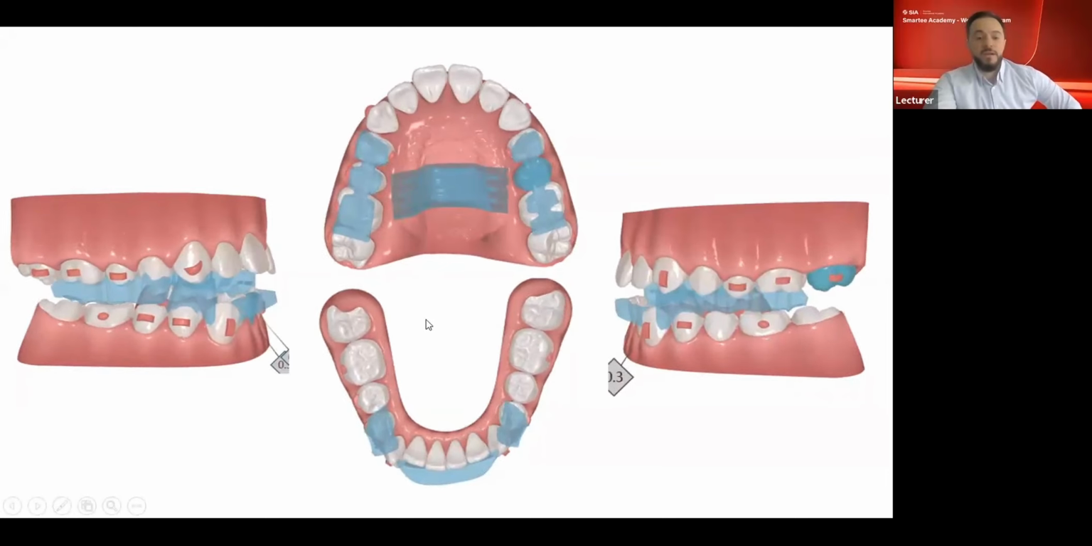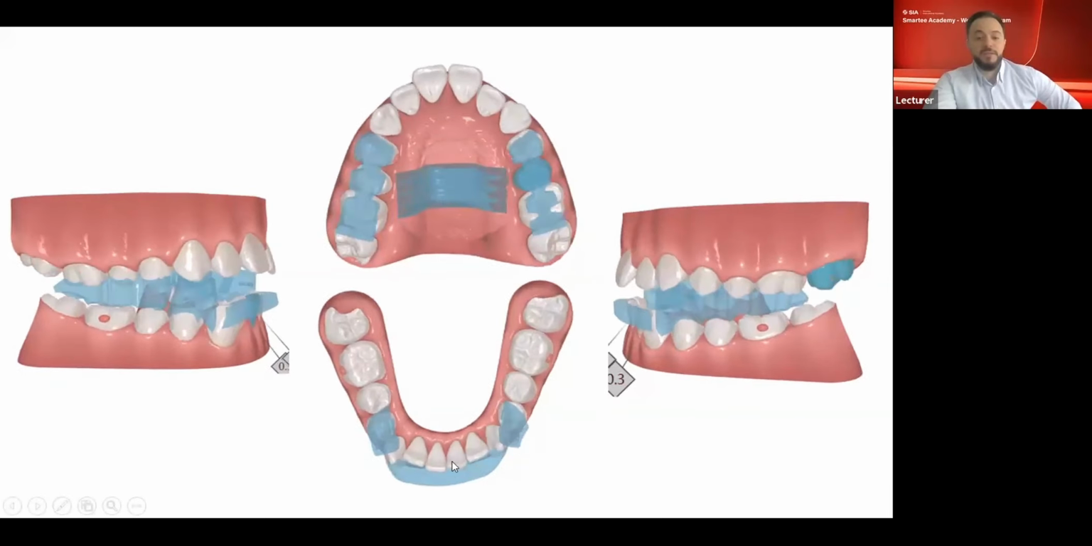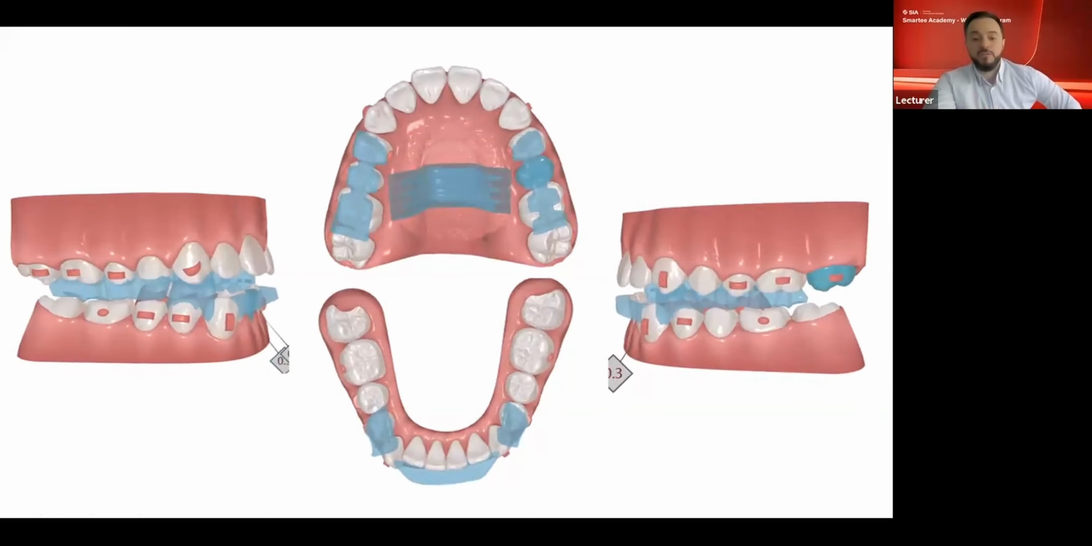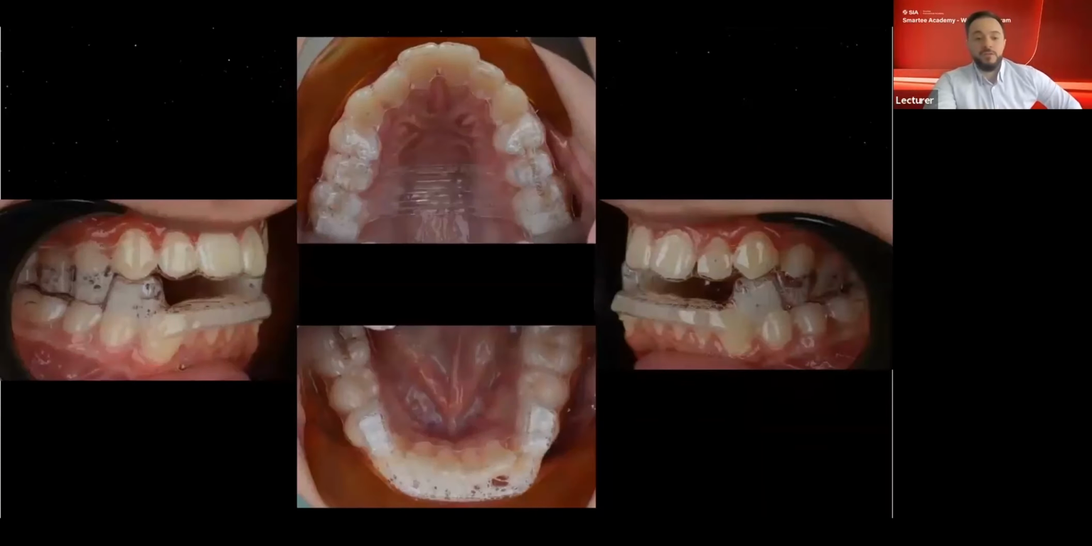And in terms of anchorage, we apply the invisible lip bumper to prevent the side effect of the forward movement of the mandible and avoid proclination of the lower incisors. So this is how the appliance looks inside the patient's mouth. We used S11 for expansion, the posterior bite blocks to reposition the mandible to the desired position, and the invisible lip bumper to help reinforce the anterior anchorage.